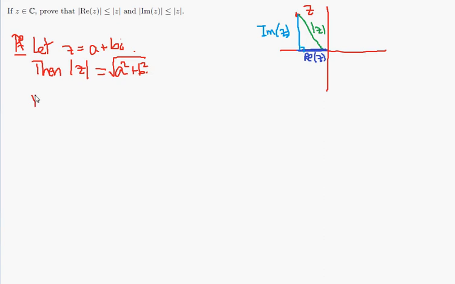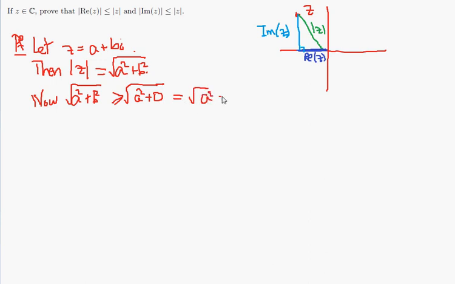Now, the square root of a squared plus b squared is greater than or equal to the square root of a squared plus 0. Square root is an increasing function, and b squared must be greater than or equal to 0, and therefore the square root of a squared plus b squared must be greater than or equal to the square root of a squared plus 0. That's equal to the square root of a squared.